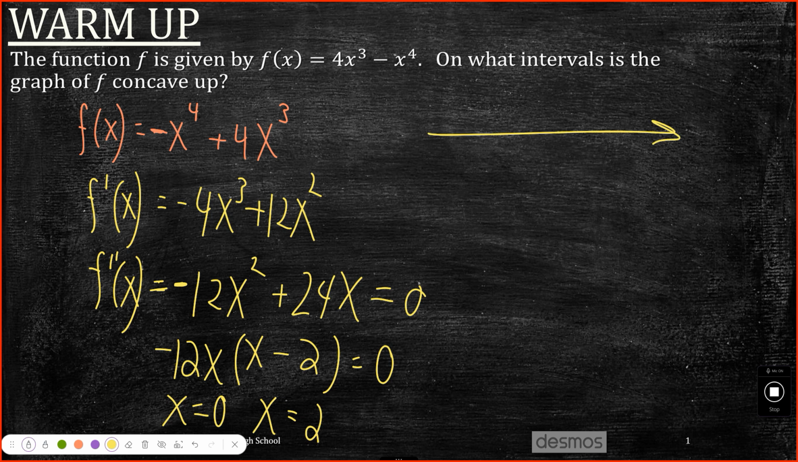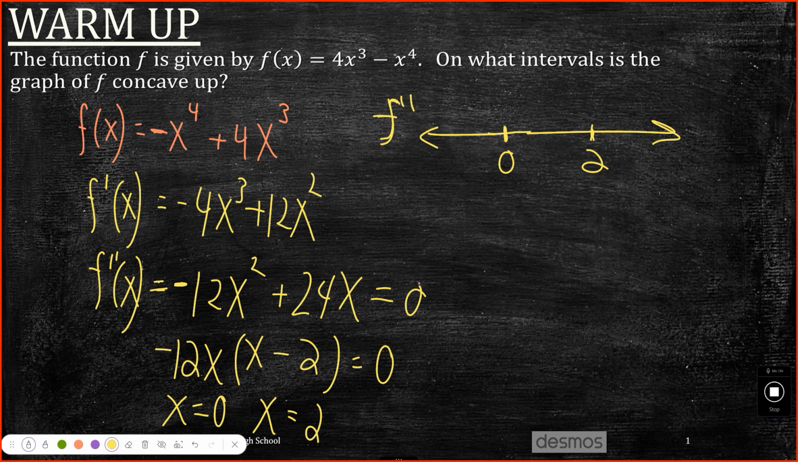So we do a number line for f double prime. Okay, so this is f double prime, and then we have 0 and 2 here. The second derivative is 0 at those points: f double prime is 0 at x equal to 0 and at x equal to 2. So now we have to figure out if there's any change of signs here. It has to have a change of sign in order to have a point of inflection.